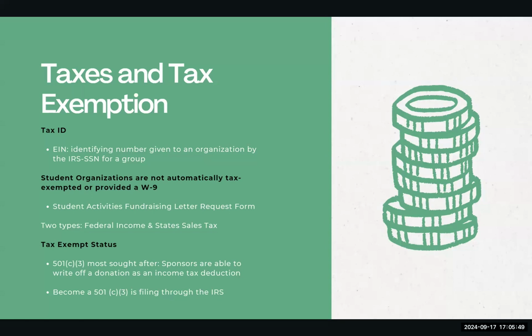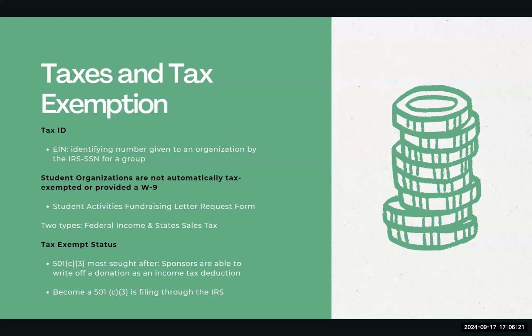And then there are two types of taxes: federal income and state sales tax as well. And then the tax exempt status, so 501c3 is most sought after, and sponsors are able to write off a donation as an income tax deduction. So if you're ever getting free or donated money, that can be an incentive that you can share with sponsors if you are a 501c3. And to become a 501c3 you have to file that through the IRS.